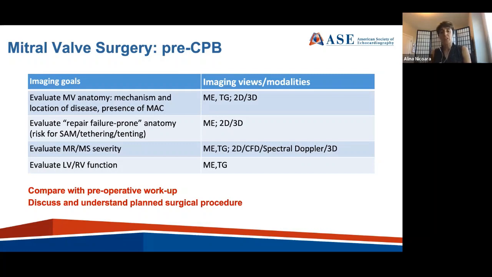So this evaluation is best performed in the awake patient under physiologic conditions through a transthoracic echocardiography. However, TEE is best suited for a detailed description of the mitral valve anatomical features. As an intraoperative echocardiographer, be it anesthesiologist or cardiologist, it's very important to have reviewed the preoperative workup so that it can be compared with the intraoperative findings. And again, I have to emphasize that it's important to discuss and understand the planned surgical procedure.